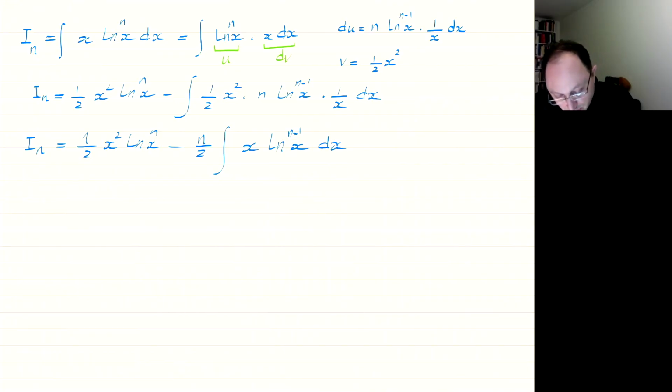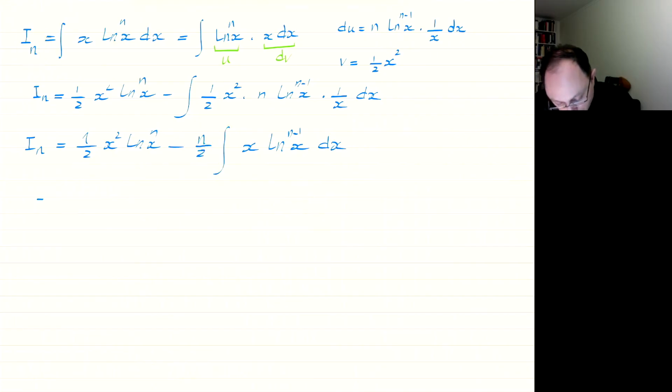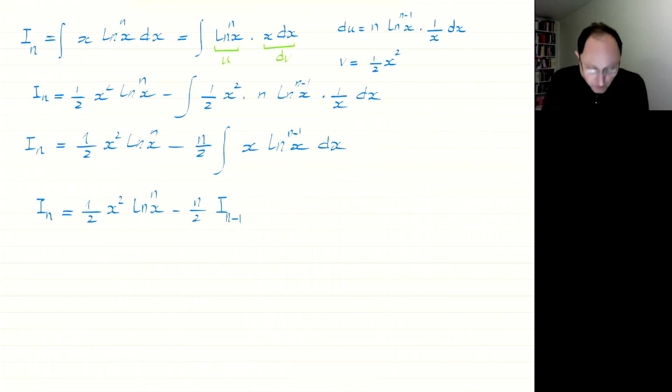So what I'm saying is that I_n is equal to some term minus a coefficient multiplied by I_(n minus 1). So I will write it here for you. I_n is equal to 1 over 2 x squared ln of x to the power n, minus n over 2 times I_(n minus 1). Okay, so this is called a recursive relation.